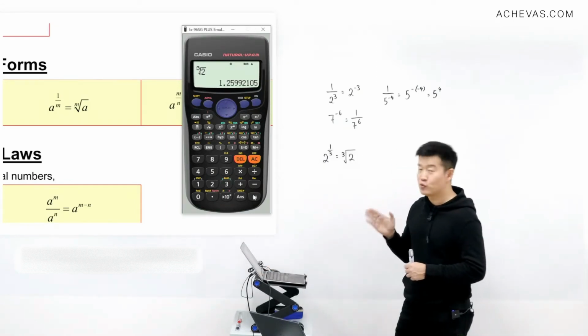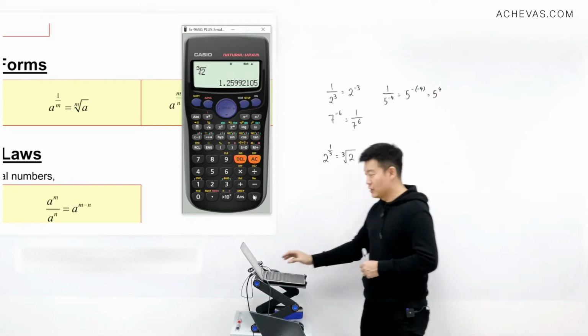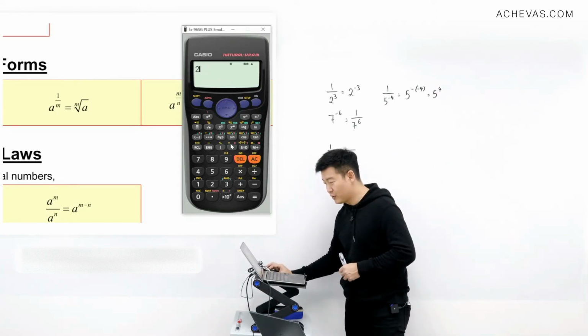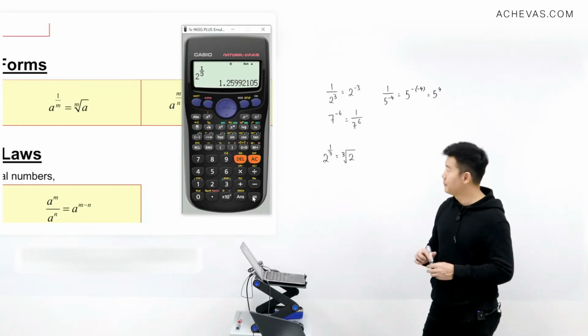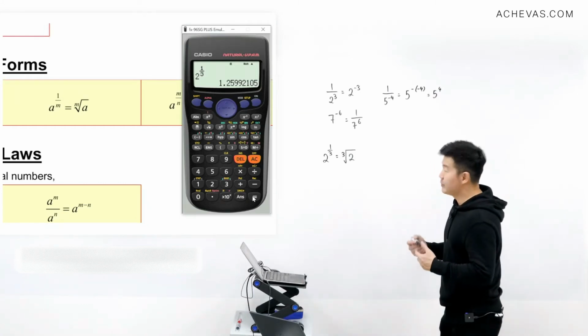This is 1.2599 and so on. So is this the same as 2 to the power of 1 over 3? Let's find out. 2 to the power of 1 over 3. This is the same, 1.2599 and so on. Let me give you another example.